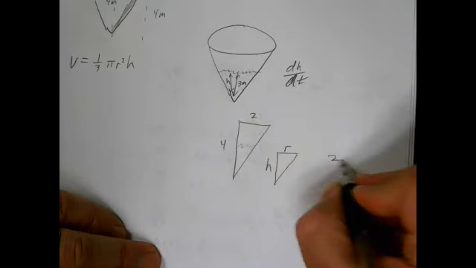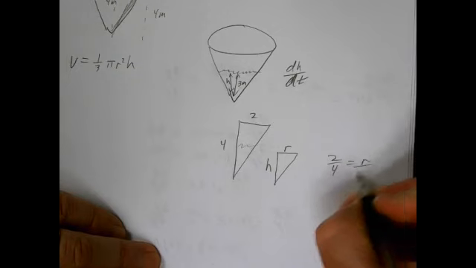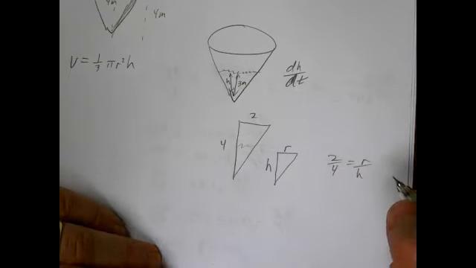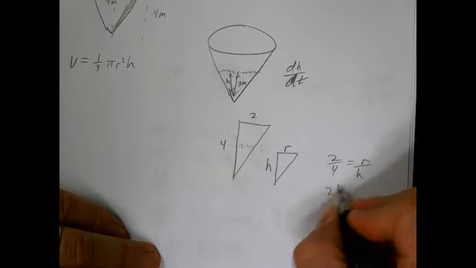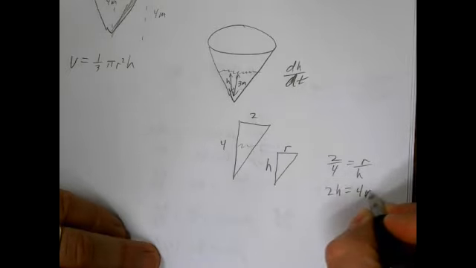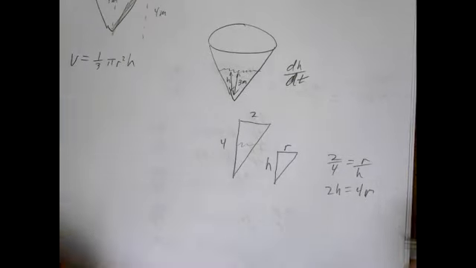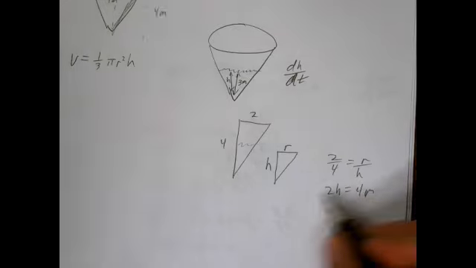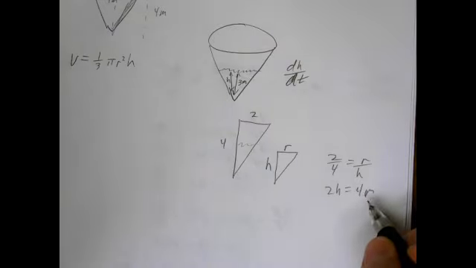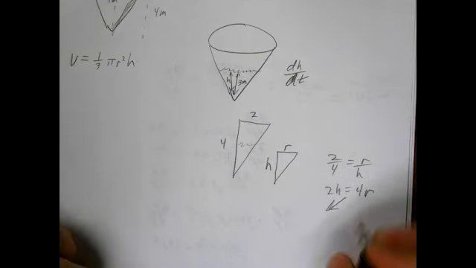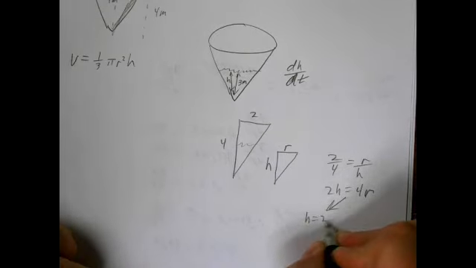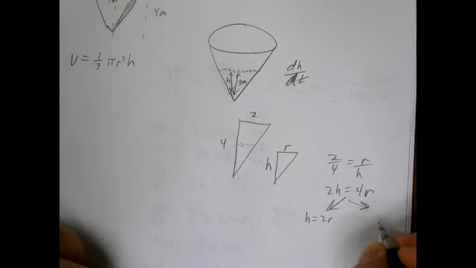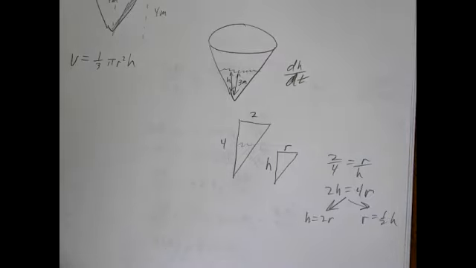So we can say 2:4 as R is to H. So I can cross multiply. I get 2H equals 4R. What I have to do is decide, what do I actually want to solve for? Do I want to solve for R, or do I want to solve for H? Because I could do either one. I could say one alternative, if I divide by 2, is that H equals 2R. Or my other choice would be to say R equals a half of H. Which one do we want? Which way do we want to go?